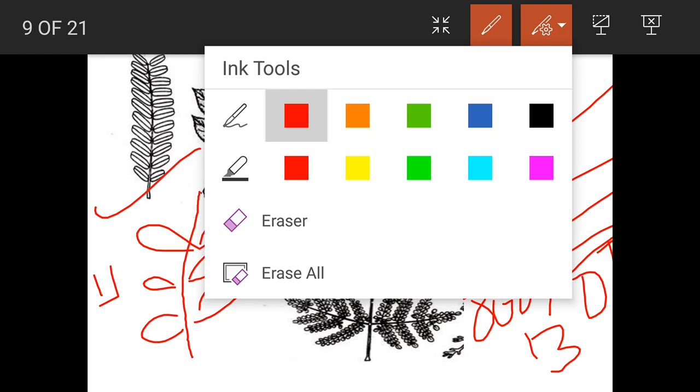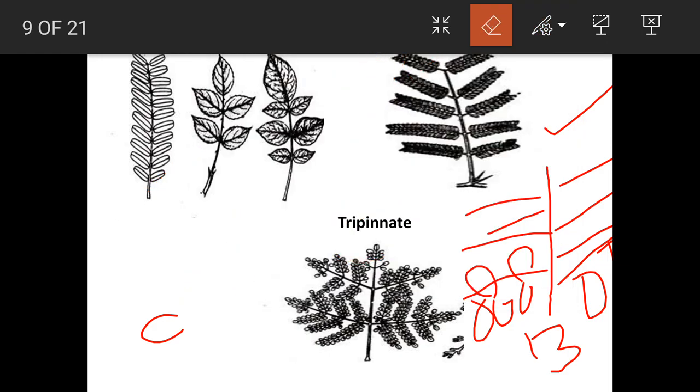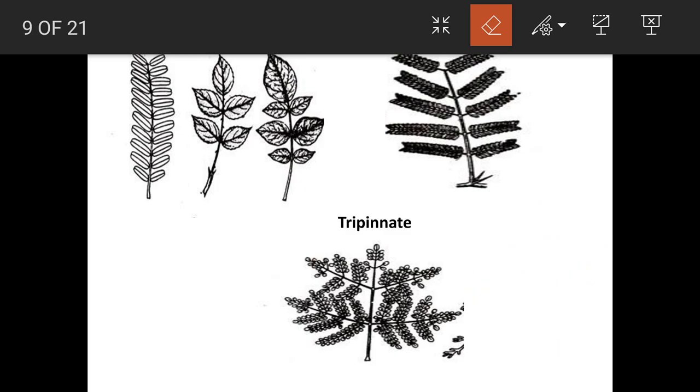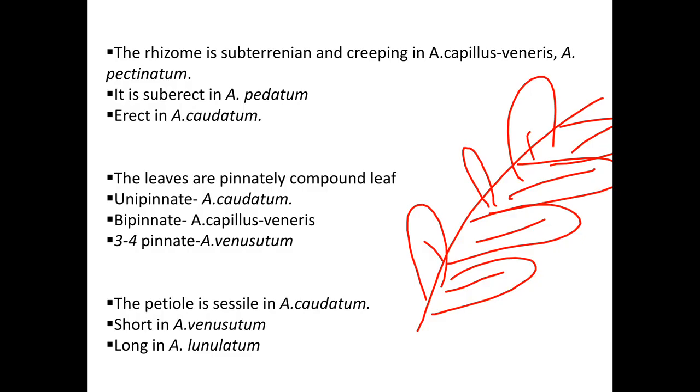So this is all about the unipinnate leaf, bipinnate leaves, tripinnate leaves, which we are going to find in case of the Adiantum. And in the previous slide, that is in this slide, the leaves are pinnately compound leaves. Here some species are mentioned: unipinnate, bipinnate, tripinnate, and so on.